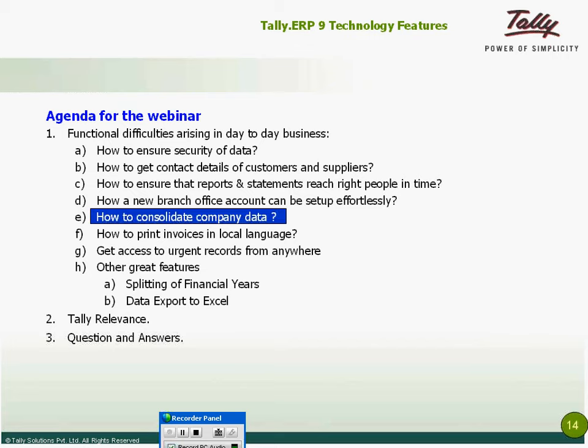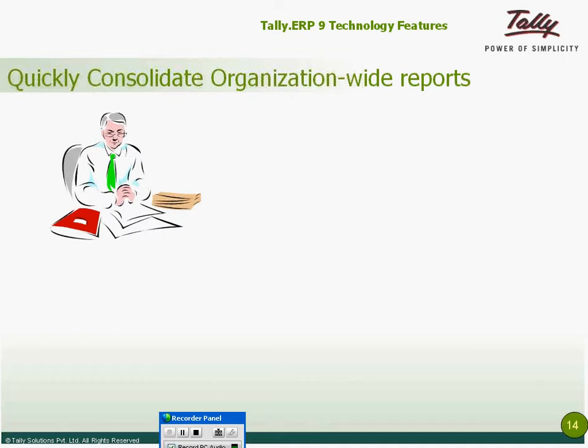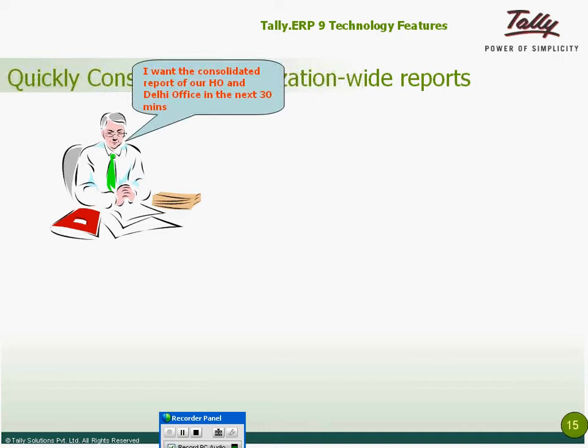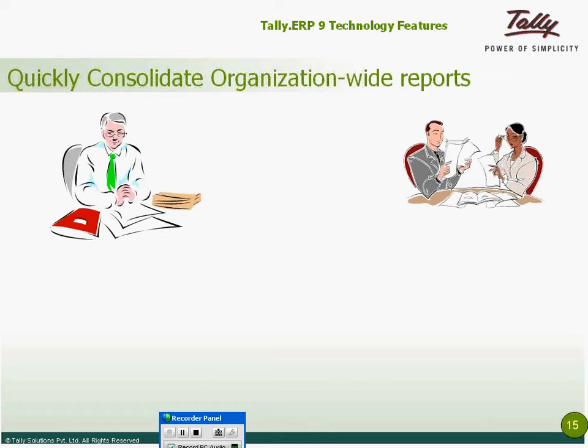Let us look at the next question for today. How do we consolidate company data? During the finalization time, our head staff starts working on consolidation of accounts. Here also, the boss wants the report of the HO and the Delhi office to be made available in the next 30 minutes. The staff members start working on that. Let's have a look at the discussion.